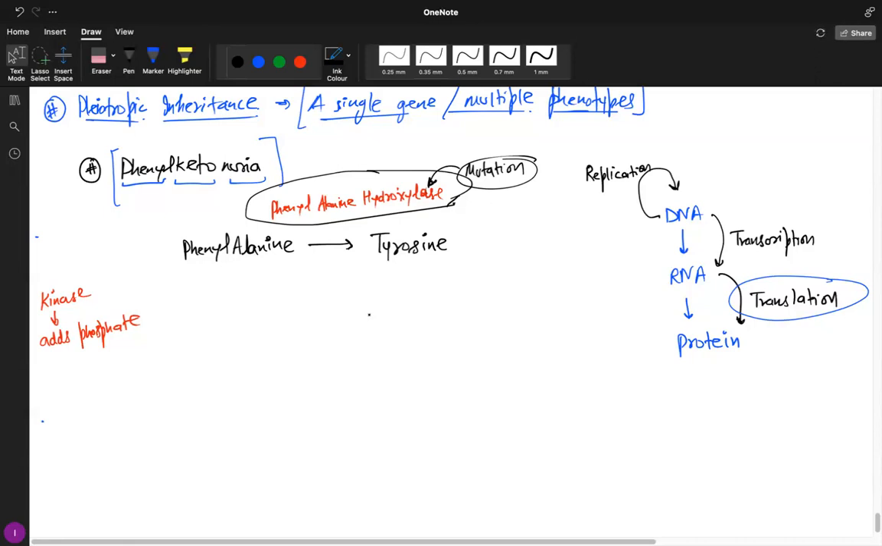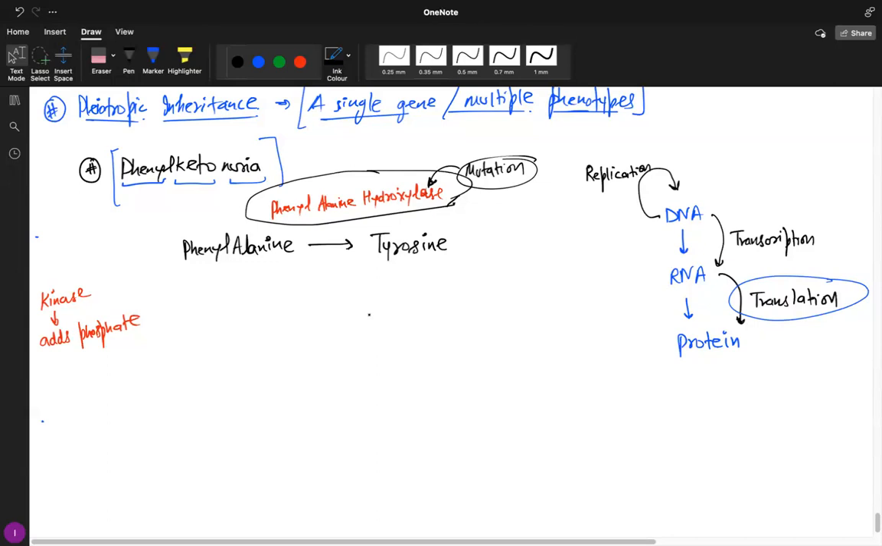Yes, sir. So what will happen if you are not able to convert phenylalanine into tyrosine in the body, but you are eating things from where you are getting this amino acid? Whenever you are eating a sugar, whenever you are eating a protein, you are getting this amino acid in large quantities, but you are not able to convert it into tyrosine. So what will happen? It will start accumulating in the body. If you can't break something down, it will start accumulating.